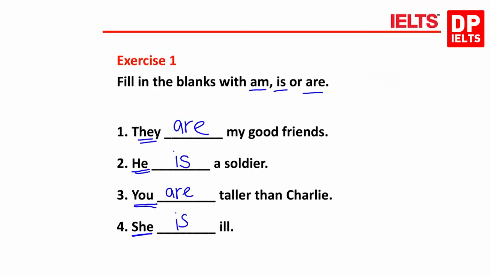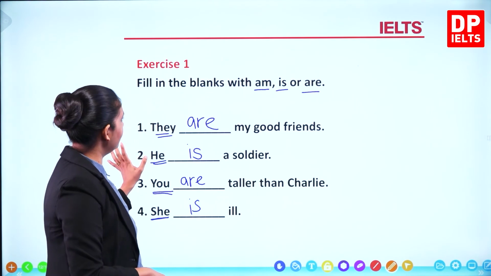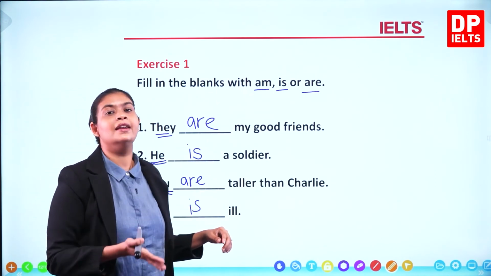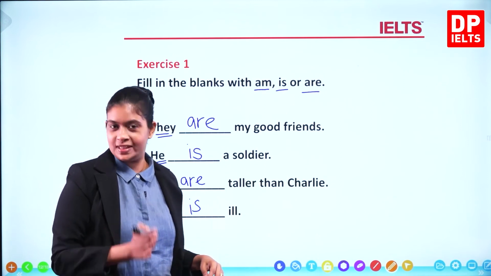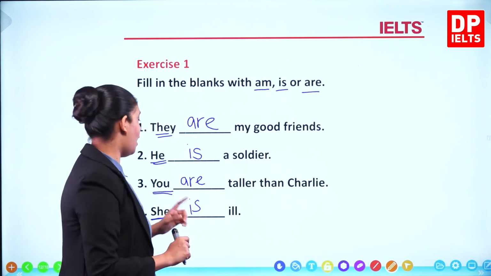They are my good friends. He is a soldier. You are taller than Charlie. She is ill. Right? So, again, with I, you use am. With singular nouns or pronouns, you use is. With plural nouns or pronouns, you use are.